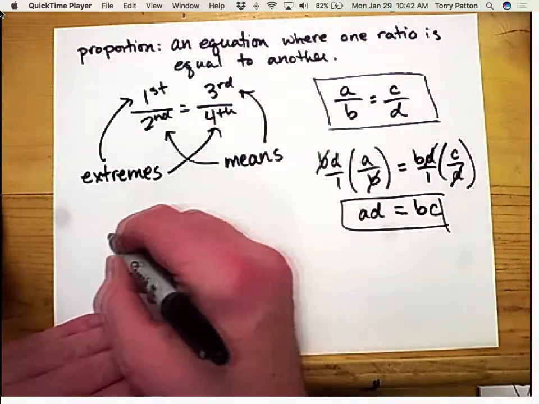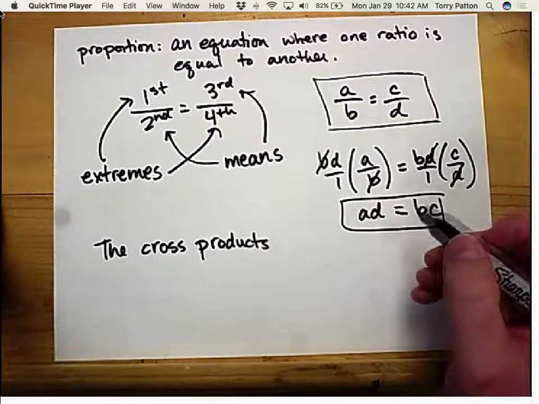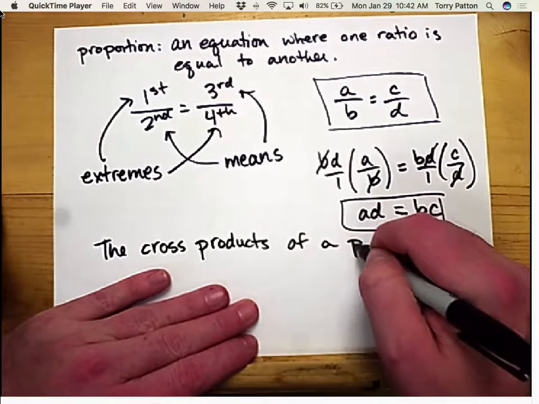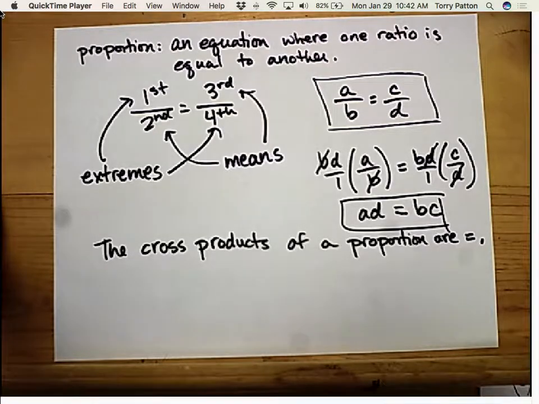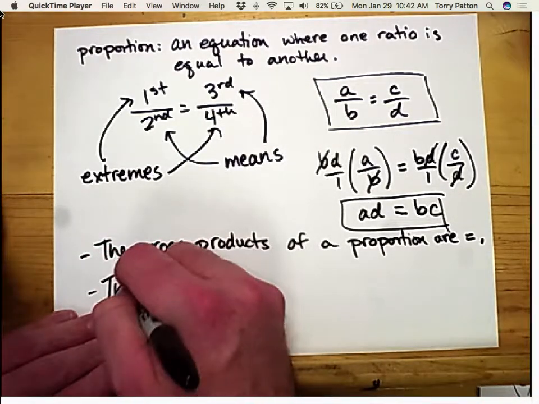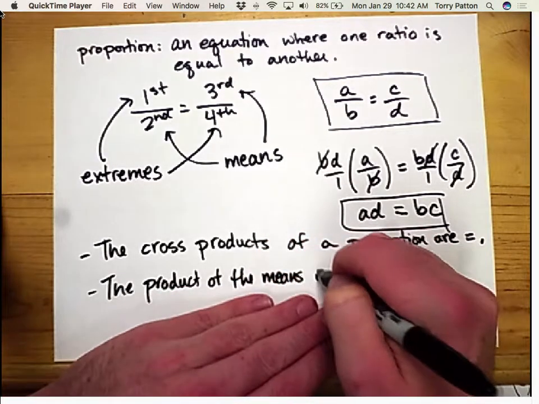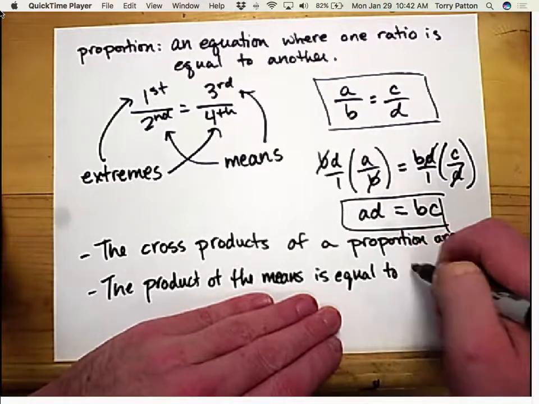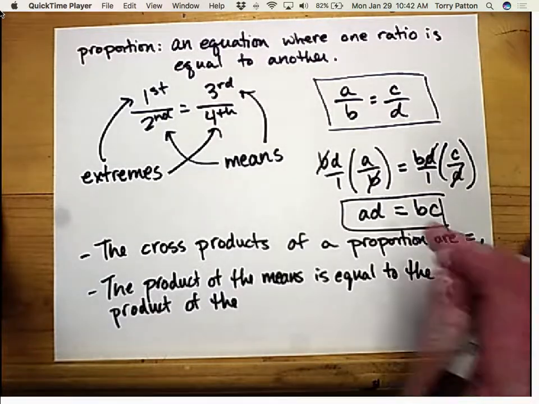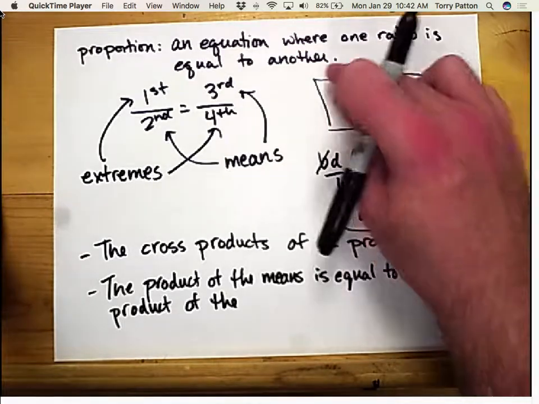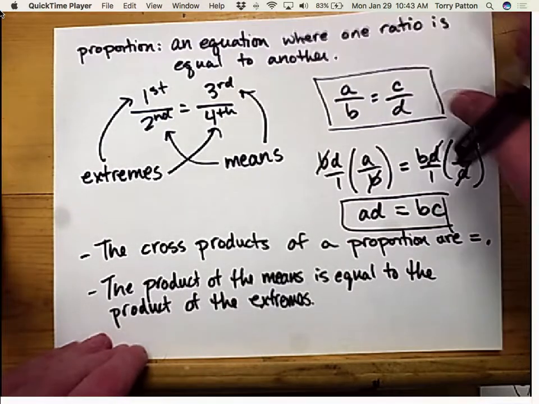Or another way of saying that is the cross products, which is another way of saying cross multiply, of a proportion are equal. Some other books, yours doesn't, list this as saying the product of the means is equal to the product of what? Product of the means is equal to product of the extremes. Okay? So you can use this to solve proportions.